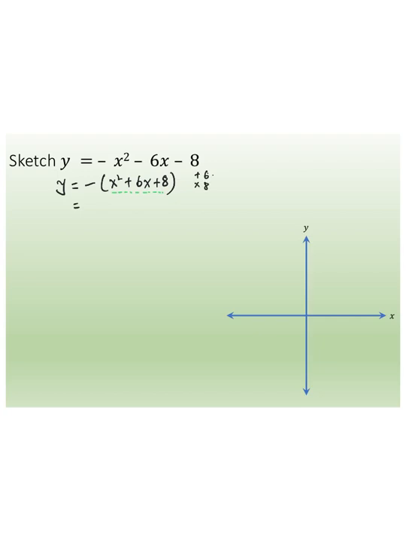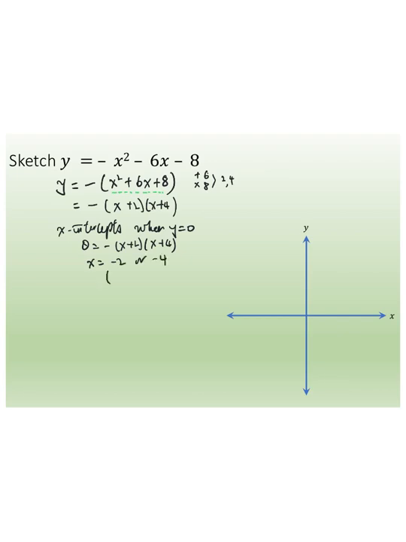So the two numbers would be 2 and 4. 2 times 4 is 8, 2 plus 4 is 6. So that's minus (x plus 2)(x plus 4). Looking at this, solving for the x-intercept is when y equals 0. So 0 equals minus (x plus 2)(x plus 4). Therefore, x is minus 2 or minus 4.